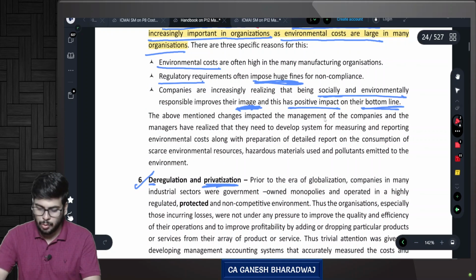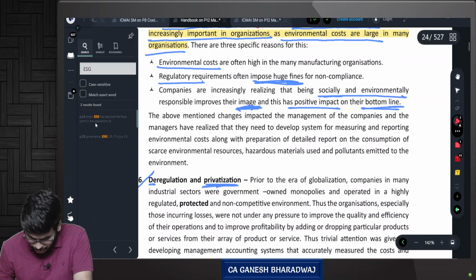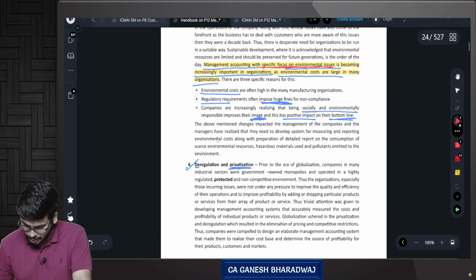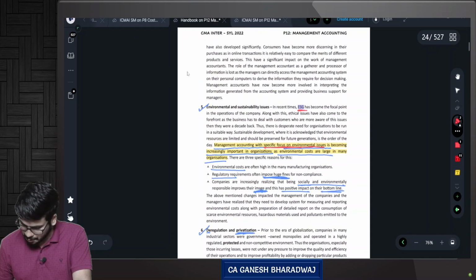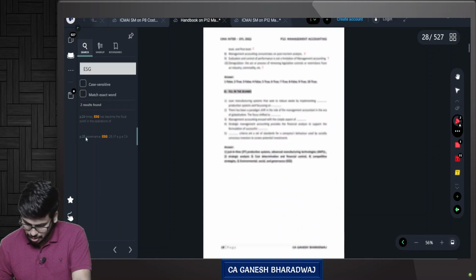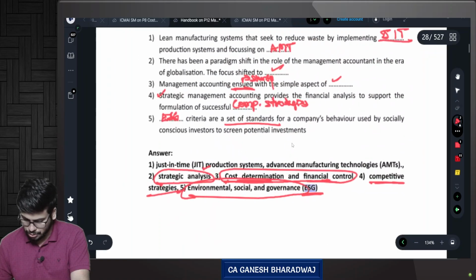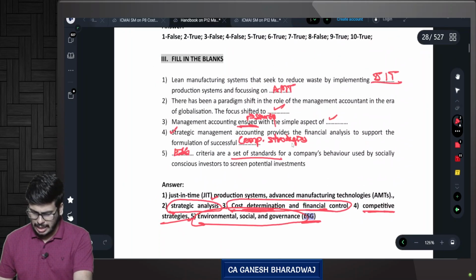So it is mentioned only here. Once again, I'll just see this here. ESG, where is it mentioned? ESG, this is mentioned. Look at this. If you look at your study material, ESG is mentioned on this page. Fine. Apart from that, it is mentioned in this MCQ only. So I think the full form of ESG is also mentioned only here. So you need not worry.